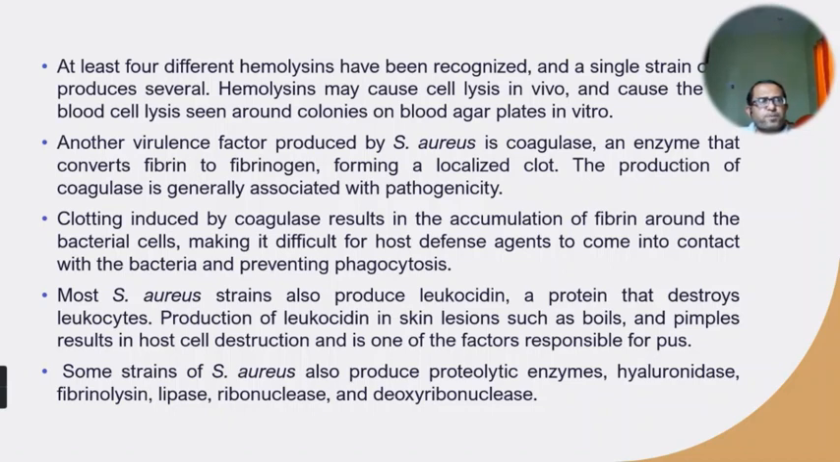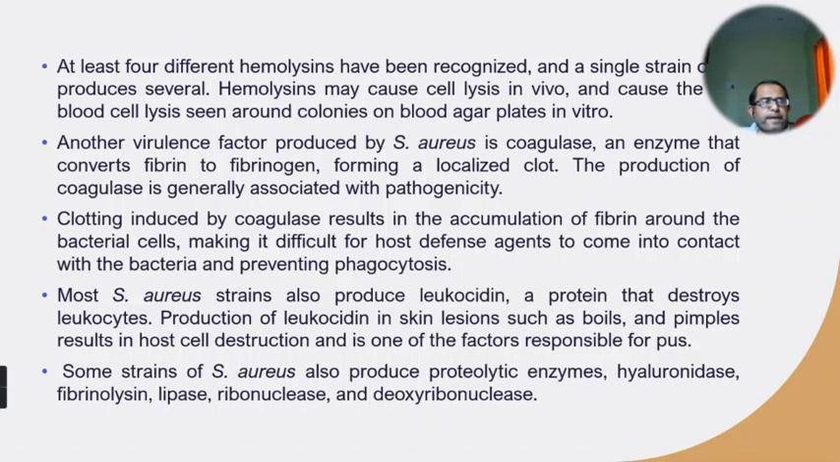Now another virulence factor produced by Staphylococcus aureus is the coagulase enzyme, an enzyme which converts fibrinogen into fibrin, forming localized clots. The production of coagulase is generally associated with the pathogenicity of Staphylococcus aureus. Now, clotting induced by this coagulase results in the accumulation of fibrin around the bacterial cell.